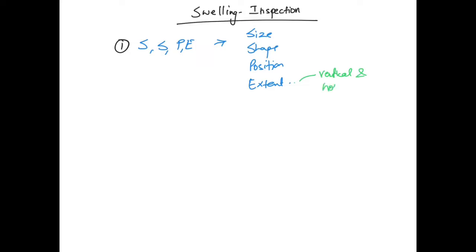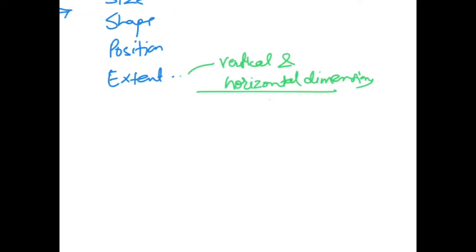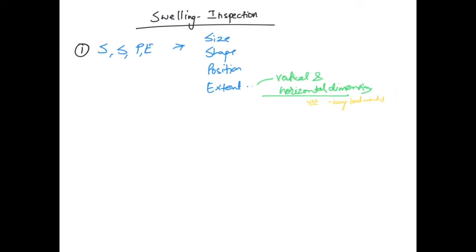First, I'll tell you a code. Remember SSPE. So what's that? It's about size, shape, position, and extent of the swelling. When you talk about extent, describe both vertical and horizontal dimensions, and this should be described with respect to bony landmarks. Size and shape, I don't think there should be any confusion about how to describe.